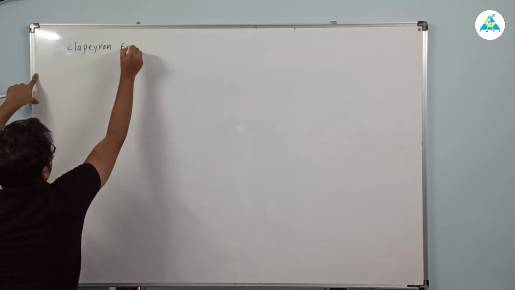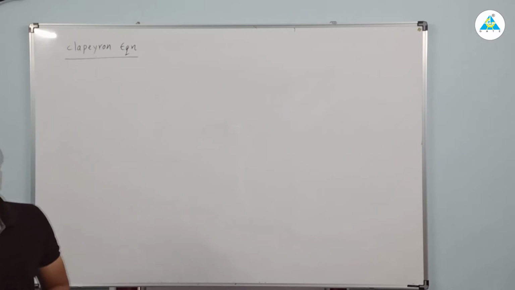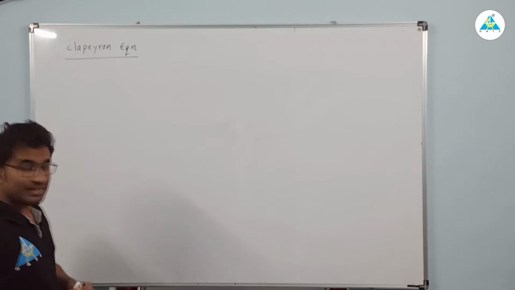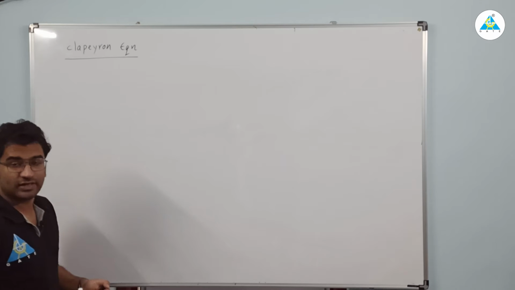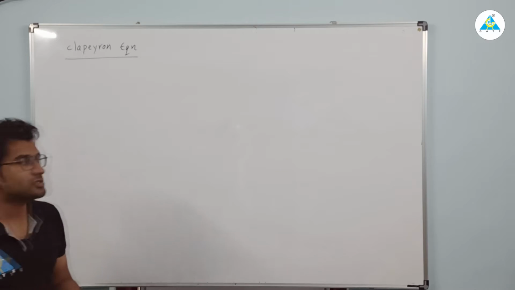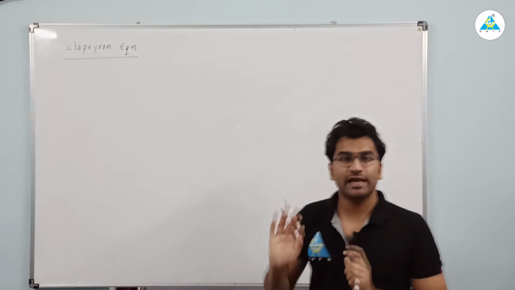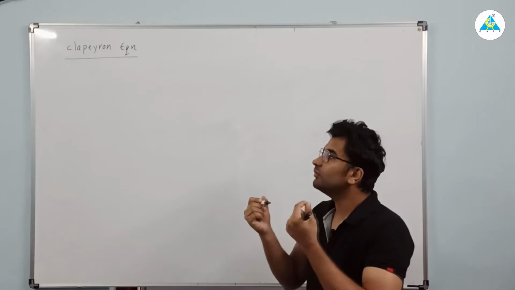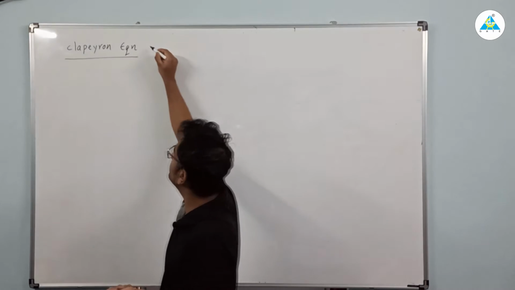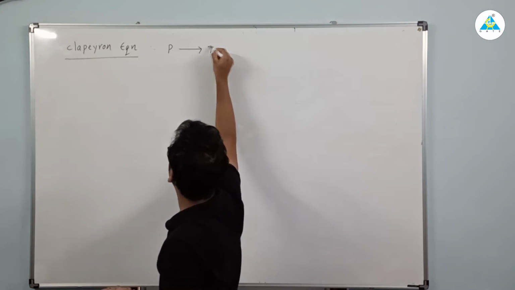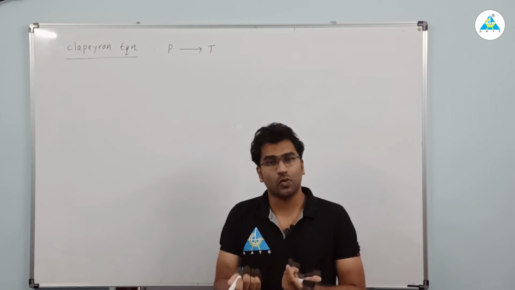Clapeyron equation or Clapeyron relation. I hope this part is visible to you. Clear? So we are starting with the Clapeyron equation. The Clapeyron equation predicts the dependence of equilibrium pressure with temperature when two phases coexist in a system. So the importance of the Clapeyron equation is that it gives the relation between equilibrium pressure and temperature when two phases coexist.